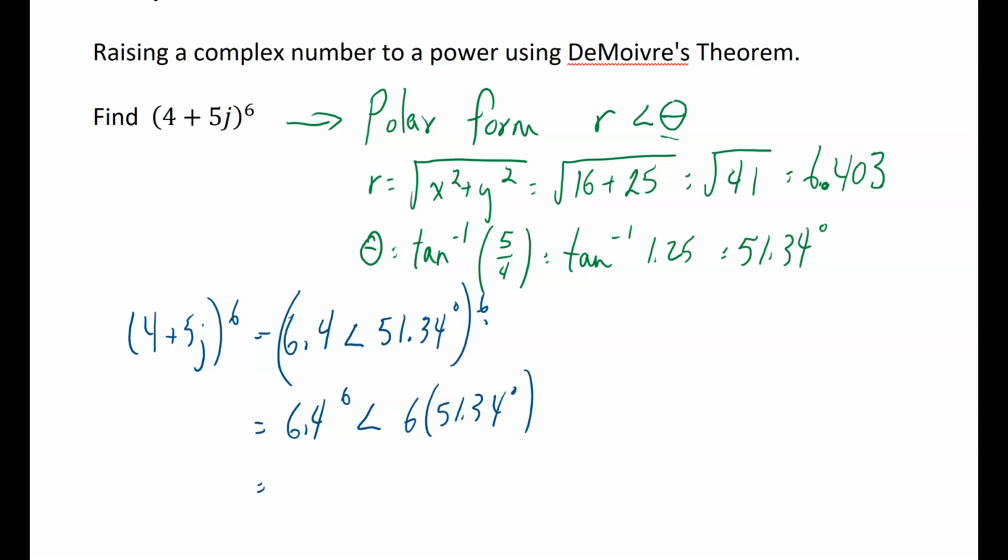And so this becomes, trusty calculator, 6.4 to the power of 6. Ooh, big numbers, 68,719. I'll just round it to the closest whole, at an angle of 6 times 51.34, which is 308.04 degrees. And that's raising complex numbers to higher powers using de Moivre's theorem.